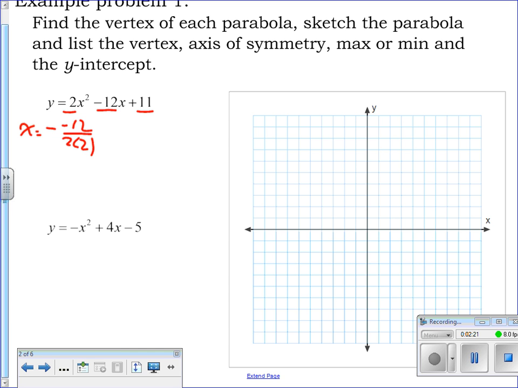Negative 12 over 2 times 2. Write it down. Don't simplify it in your head. Most mistakes come when kids don't write it down first. They try to do everything in their head, and then mistakes get made. Write it down. So my two negatives cancel each other. 2 times 2 is 4. 12 divided by 4 is 3. So the x-coordinate of my vertex is 3.